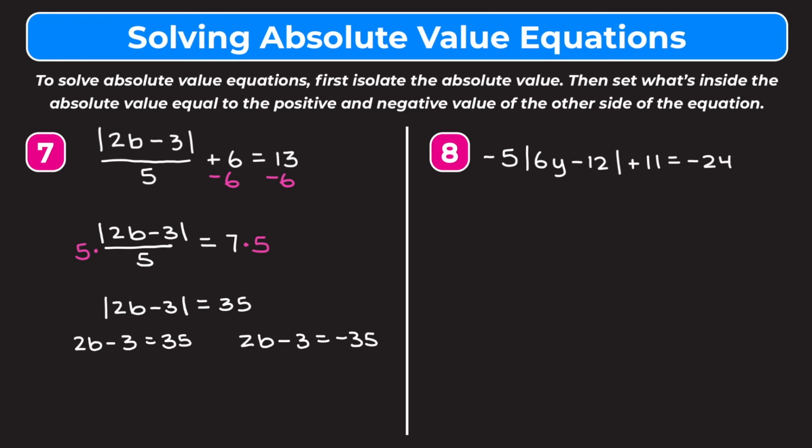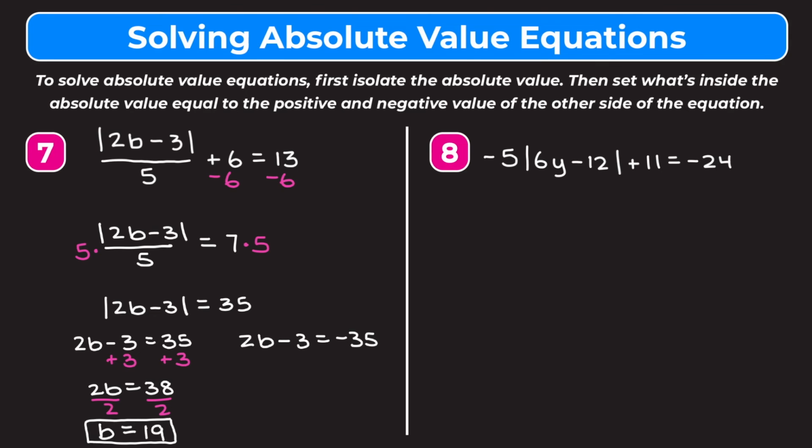So for the left equation, we want to get rid of this minus 3 first, so we're going to add 3 to both sides of our equation. So we have 2b equals 38. And now we want to divide out this 2 on the left side, so we divide both sides of our equation by 2. On the left side, we are left with b, and on the right side, 38 divided by 2 is going to give us 19. So for one of our answers, we get that b is equal to 19.